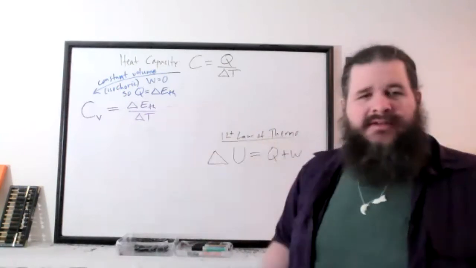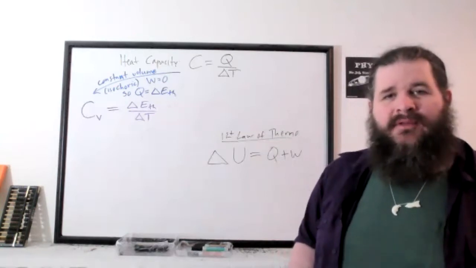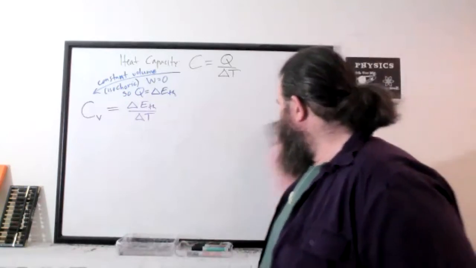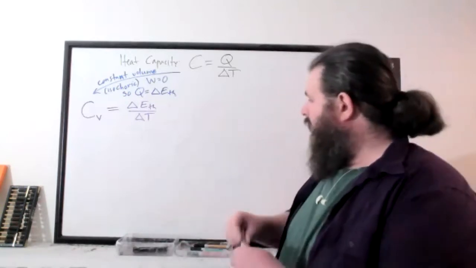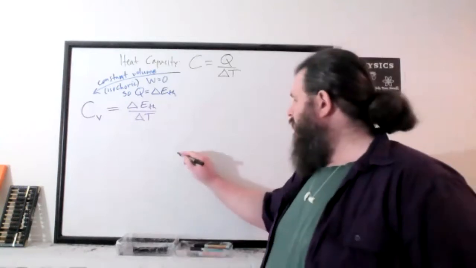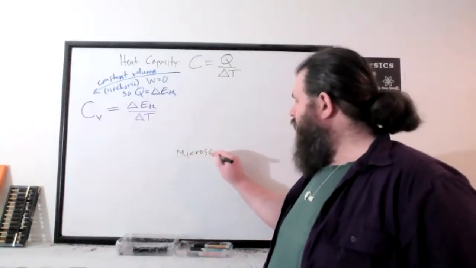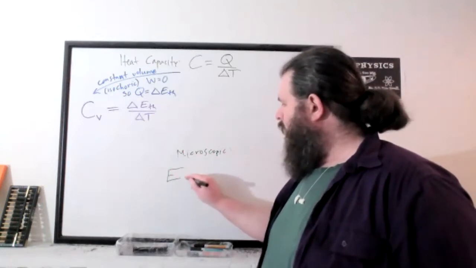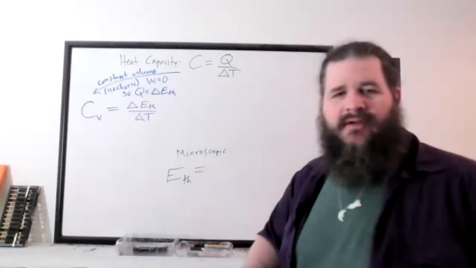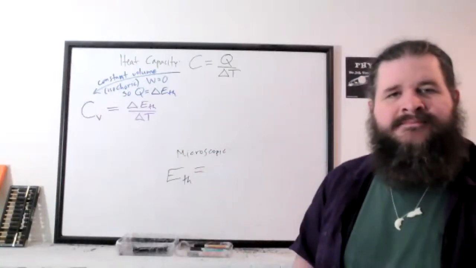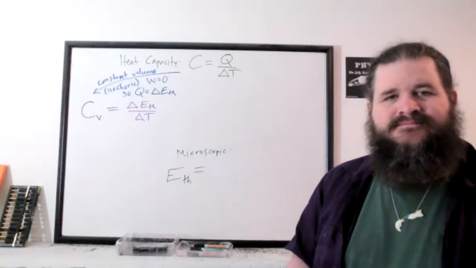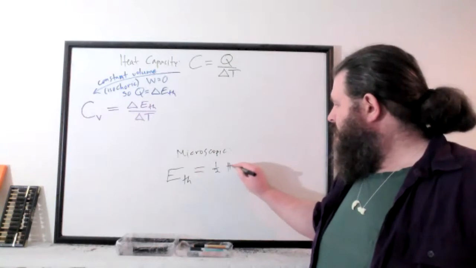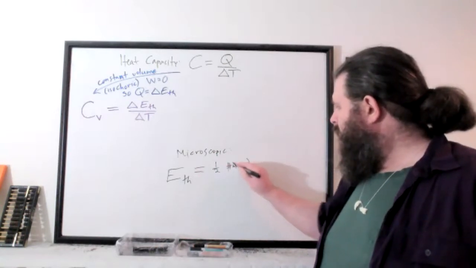And we have a formula for delta E thermal. In fact, we've got a wide variety of formulas for delta E thermal, but probably the most convenient one to be using is the microscopic formula we saw from the study of number of modes. The microscopic formula, the microscopic viewpoint of thermal energy. What was our formula for thermal energy involving number of modes? 1/2 times number of modes times k_B times delta T.